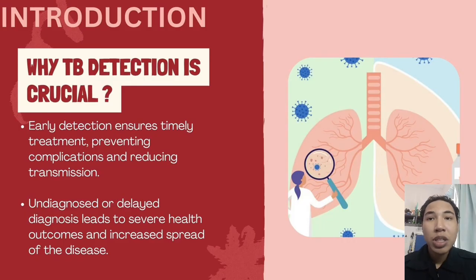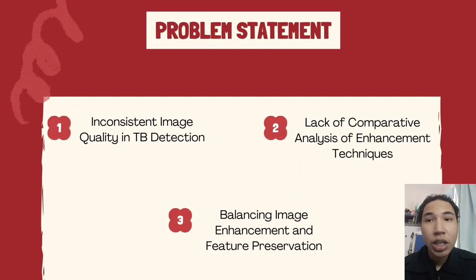Our problem statement in this project is, first, the inconsistent image quality in TB detection. Secondly, the lack of comparative analysis of enhancement techniques, and lastly, balancing enhancement and feature preservation, where we don't want to eliminate the tuberculosis features from the image.